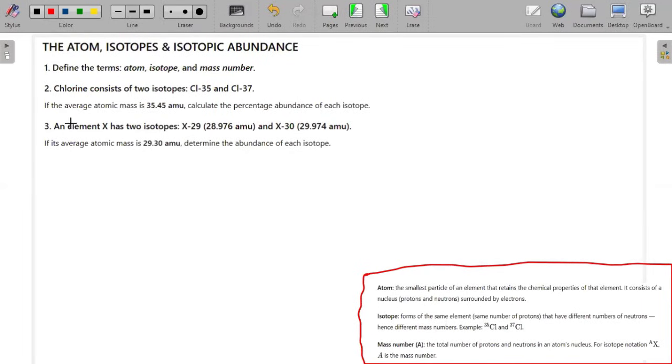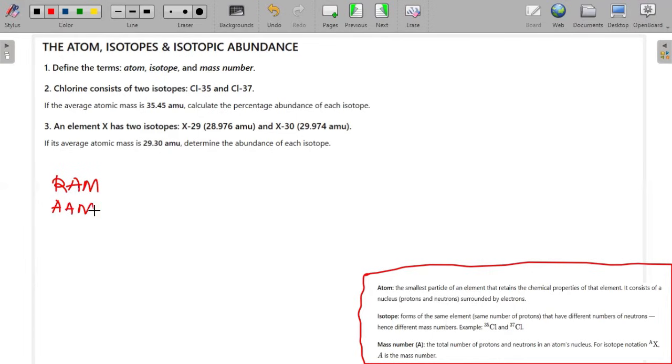Okay, the next question they're saying: chlorine consists of two isotopes, chlorine 35 and chlorine 37. If the average atomic mass is 35.45 atomic mass units, calculate the percentage abundance of each isotope. Okay, so now we know the formula for the relative atomic mass, right? Or some people call it the average atomic mass.